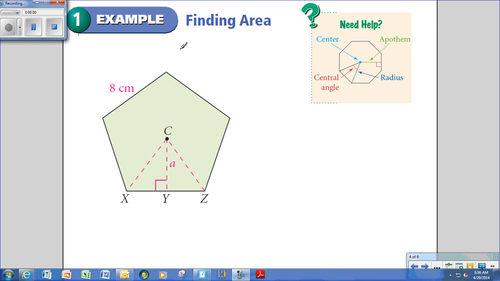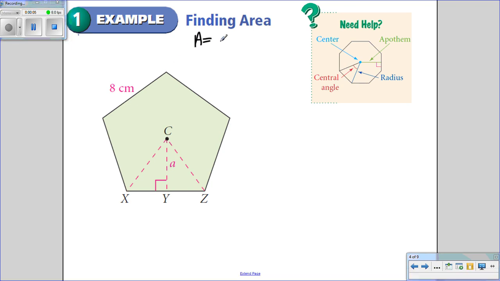Today we're going to talk about finding the area of a regular polygon. In previous lessons we discussed the formula for that, which is area is 1/2 the apothem times the perimeter. So this is the formula for any regular polygon. A regular polygon means that all the sides are the same length and all the interior angles are the same length. So in this example we have a regular polygon. So again, area is 1/2 the apothem times the perimeter.